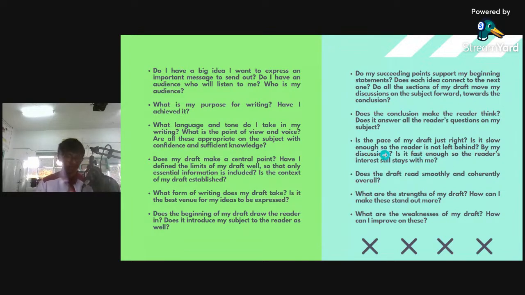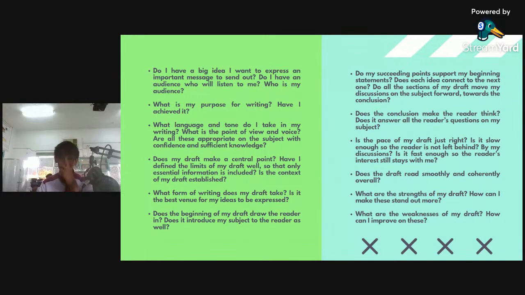What about the blues? Blue with a little bit of white and a few X's. Okay. Do my succeeding points support my beginning statements? Does each idea connect to the next one? Do all the sections of my draft move my discussions on the subject forward towards the conclusion? So all of this is basically unity. Does it all come together in such a way that it leads to an ending, right? You have to connect the puzzle pieces together so it makes a clear image.